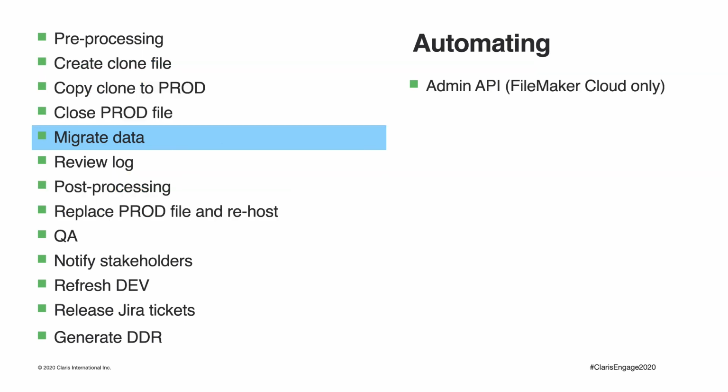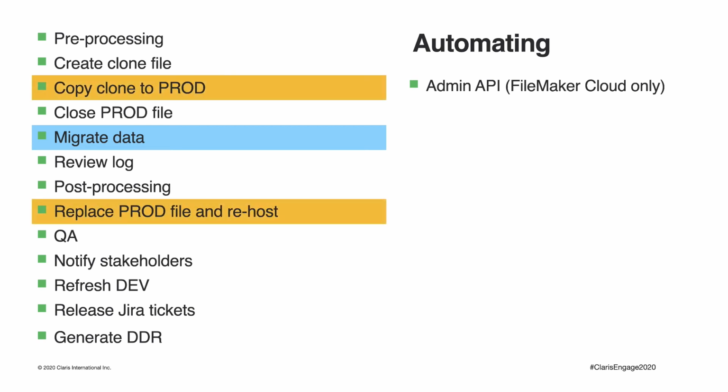And if you host your solution with FileMaker Cloud, the version of the admin API that runs there can be used to run the data migration tool in a way that automates these two tasks shown here.